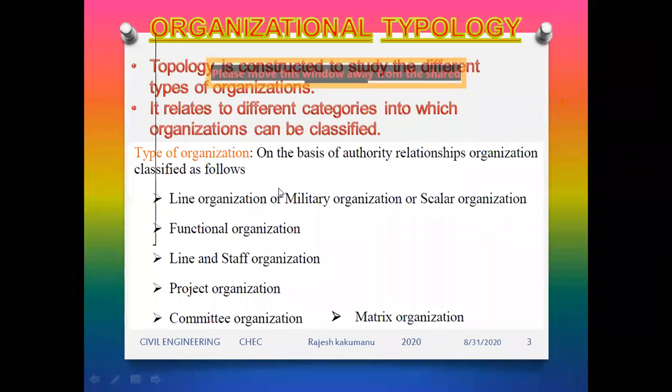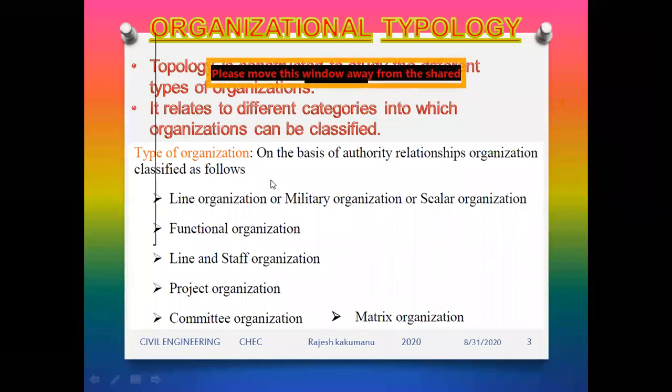In this class we will discuss organization topology. So what is the concept of topology here? Topology gives the structure, a framework, for how the organization should be planned in any firm. It relates to the different categories into which the organization can be classified.